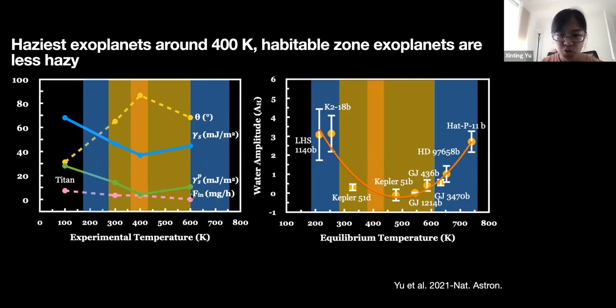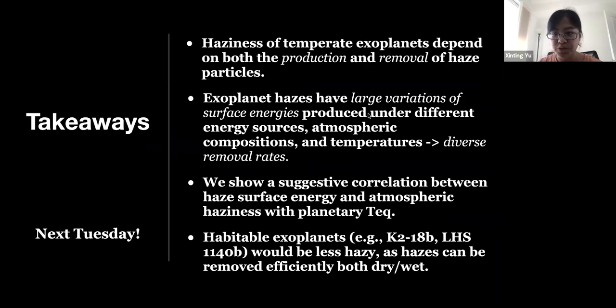And this brings us to the conclusion of this part of the work. So, the diversity of haziness matters and haze removal actually matters. And we're actually going to predict habitable exoplanets that could be less hazy. So that's actually good for us.